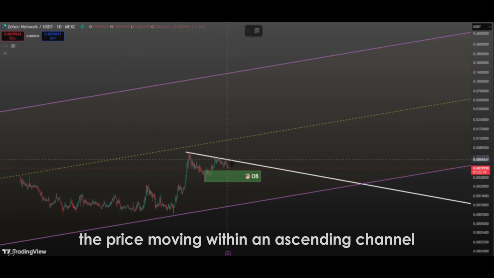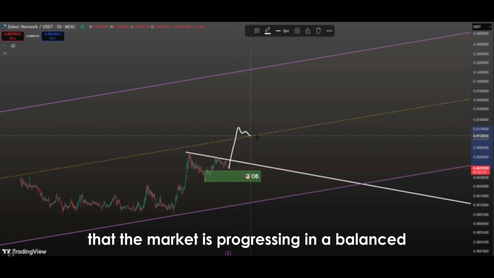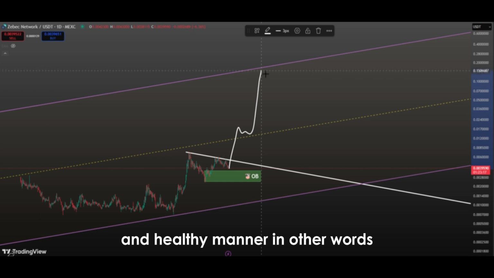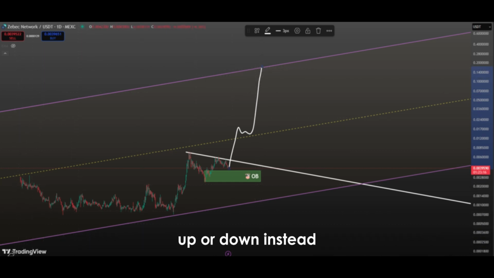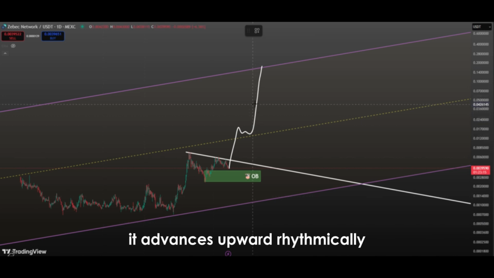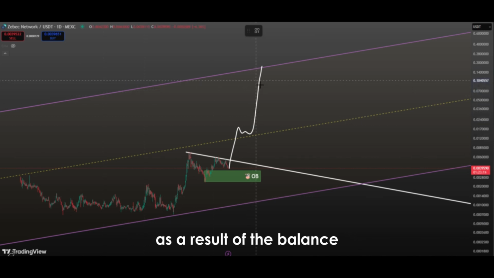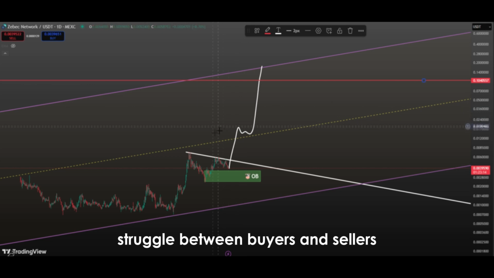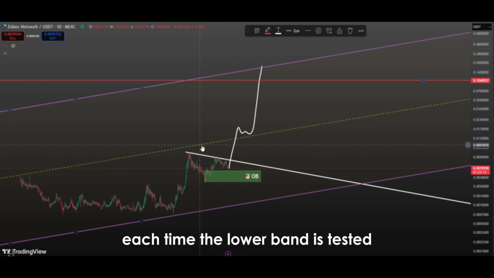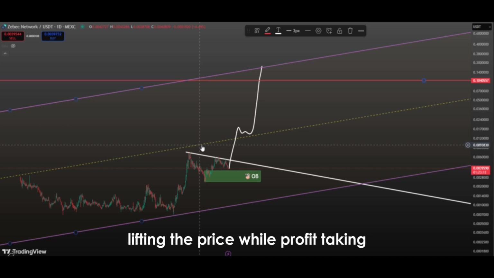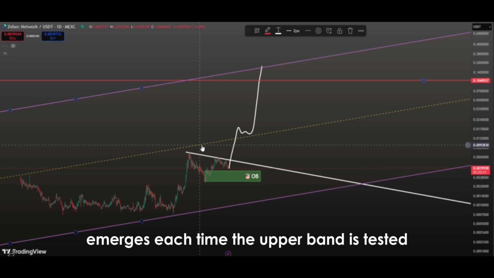The price moving within an ascending channel also indicates that the market is progressing in a balanced and healthy manner. In other words, the price doesn't make a one-way aggressive move up or down. Instead, it advances upward rhythmically as a result of the balanced struggle between buyers and sellers. In this progression, strong buying comes in each time the lower band is tested, lifting the price, while profit-taking or short-term selling emerges each time the upper band is tested.